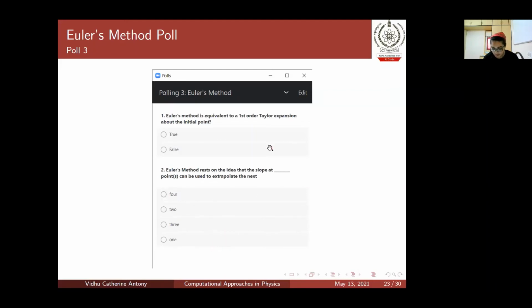Let me just repeat that again if it's not very clear. Euler's method is equivalent to a first order Taylor's expansion about the initial point. This is a true or false question. And the other one that you have is Euler's method rests on the idea that the slope at dash point or points can be used to extrapolate the next. So we're starting the poll now.